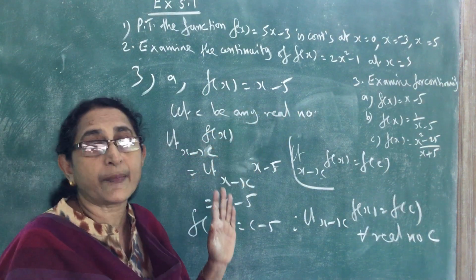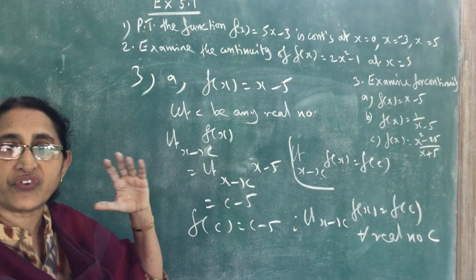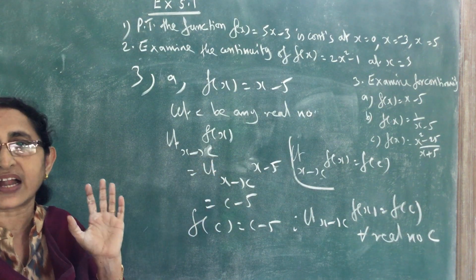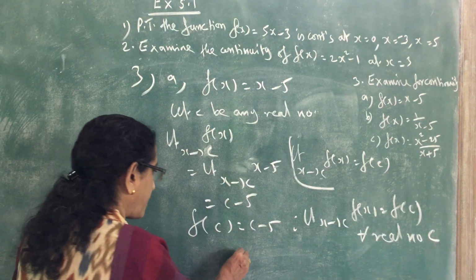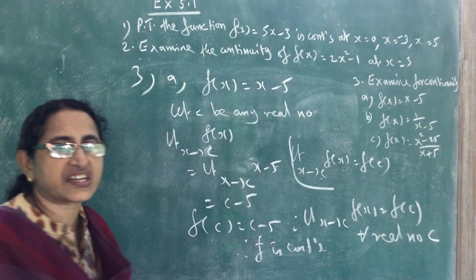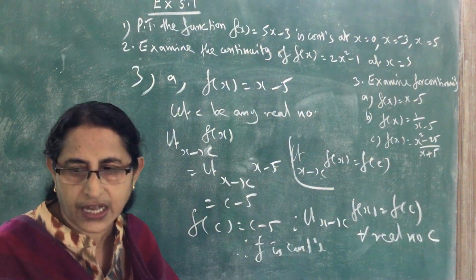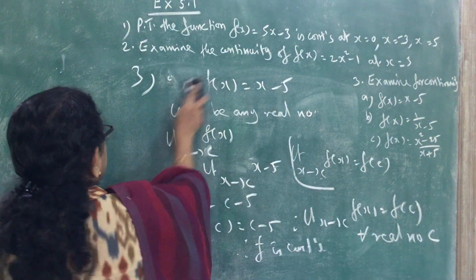So the question is to examine the continuity of the function. We can say this is continuous for every real number. That means it is continuous at every point of the domain. Therefore the given function f is a continuous function. That is the answer.